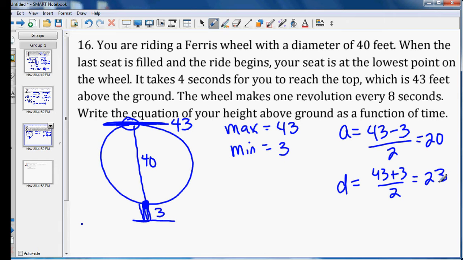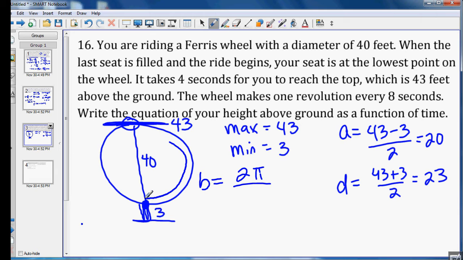Now, they told us that when we start at the bottom, it takes 4 seconds for us to rotate up to the top. Also, it says the wheel makes 1 revolution every 8 seconds. So that's actually the only part we need. 1 full revolution every 8 seconds. That means the period is 8 seconds. So we can put 8 in here. Because we do 2 pi over the period, 2 pi over 8. That reduces to pi over 4.